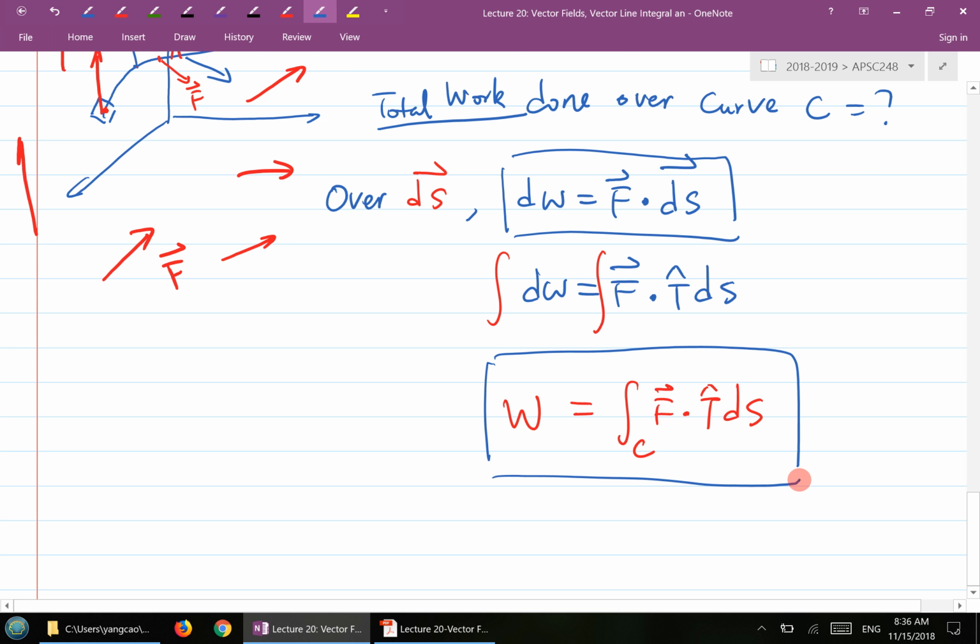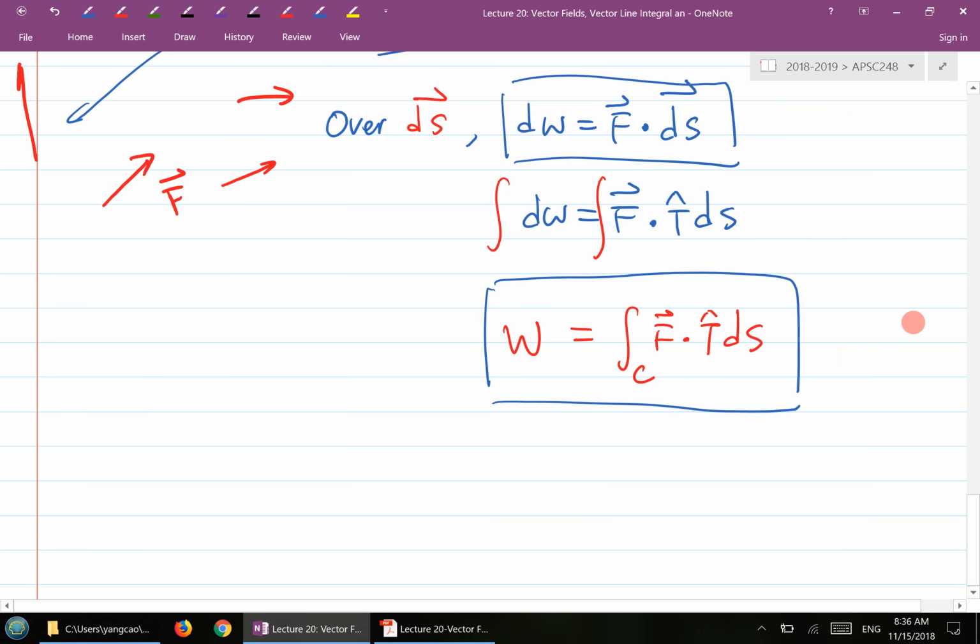The vector line integral is a pure mathematical concept, but the way we approached it, we gave it a meaning: the total work done over a certain length of curve C, within this vector field F. And your vector field F is not necessarily going to be just a force vector. It can be any kind of vector field.